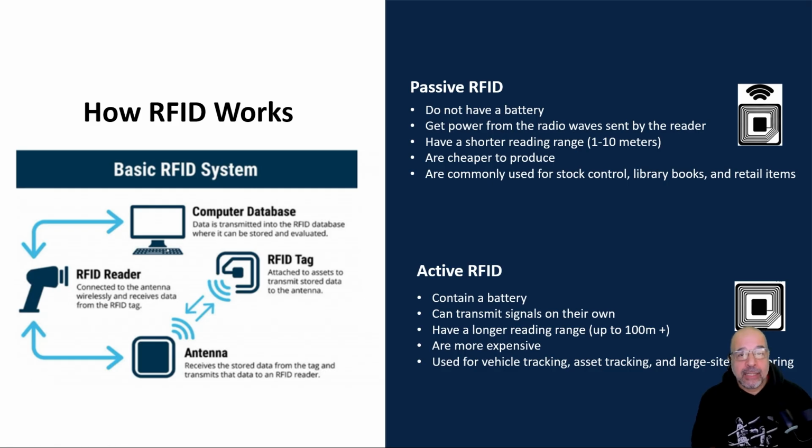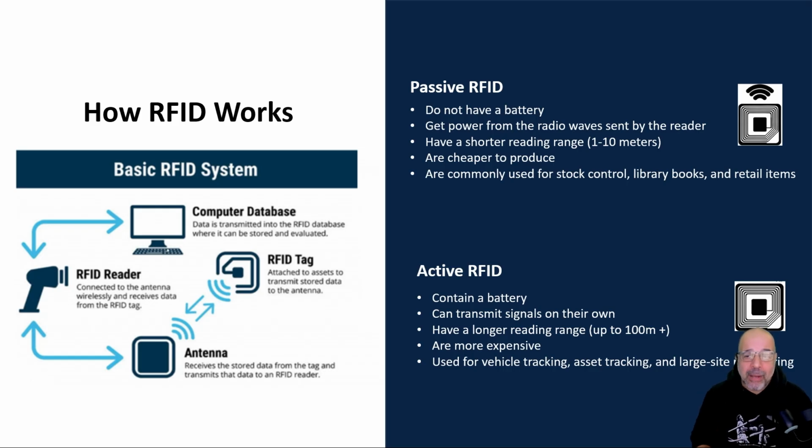Active RFID, the difference is it contains a battery. It has its own power source. It doesn't get powered by the radio waves from the RFID reader. It's constantly transmitting its data because it has its own power source. Now, the amount of power it requires is very, very minimal, so these batteries will last for a very long time.